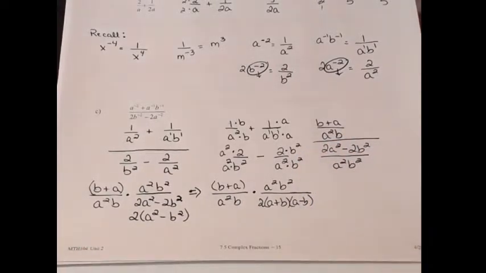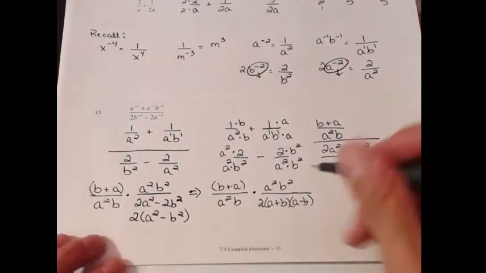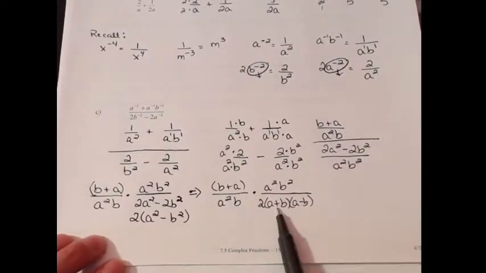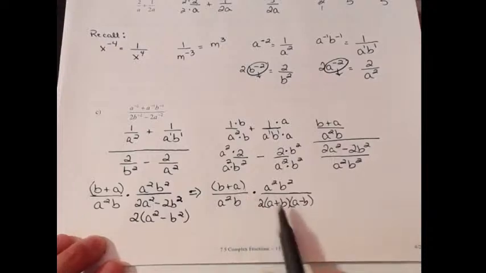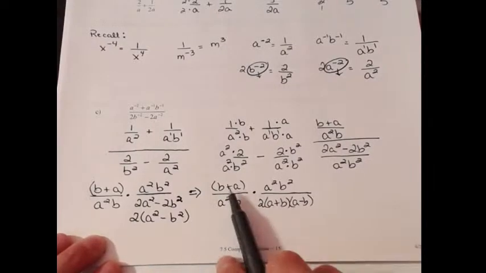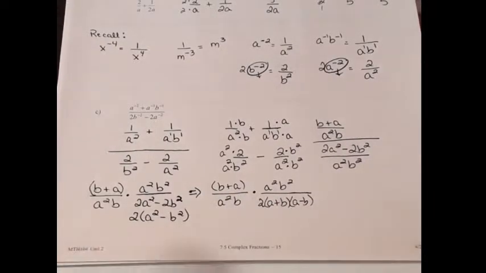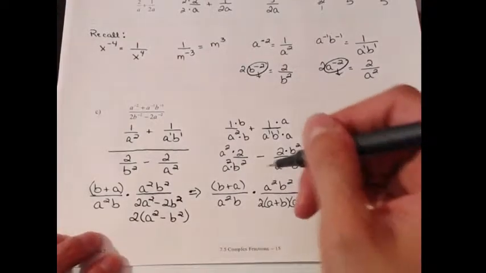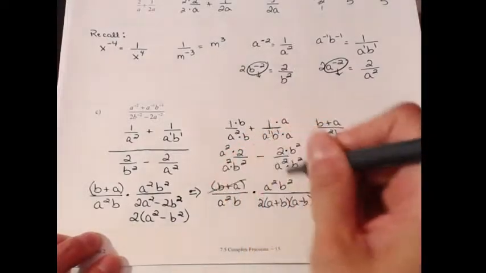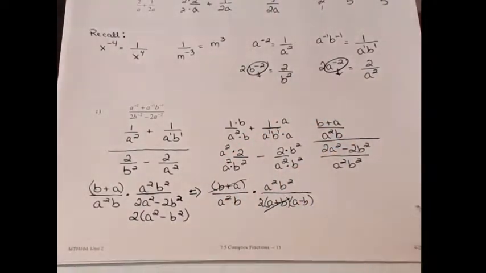Now that everything is factored, we can start to cancel. Notice b plus a and a plus b are identical. Even though the order flipped, it's exactly the same expression. 1 plus 2 is the same as 2 plus 1. a plus b has to be the same as b plus a. It's the commutative property. So we're going to divide out this common factor.